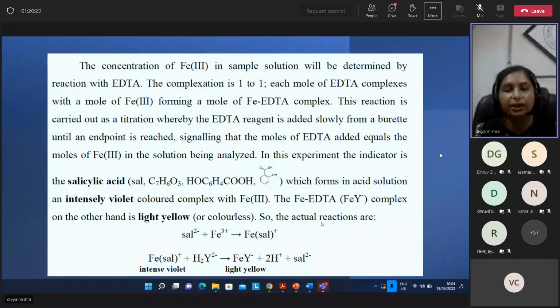So the actual reaction will look like this. This is your salicylic acid plus Fe plus 3, and this is the Fe and salicylic acid complex. This is of intense violet color. Then, after the addition of this indicator, we will start adding EDTA. Okay, so this is your EDTA. Now the color will change towards light yellow.